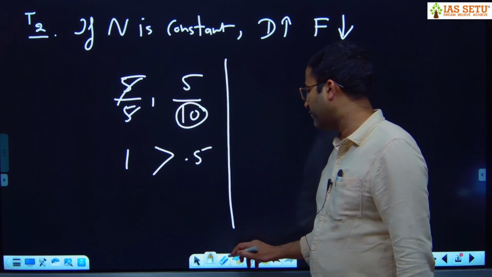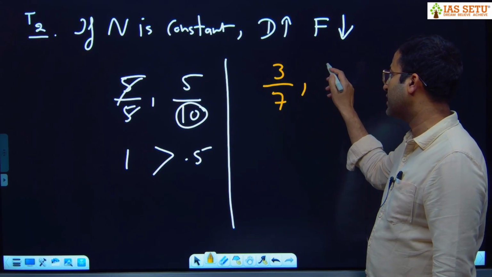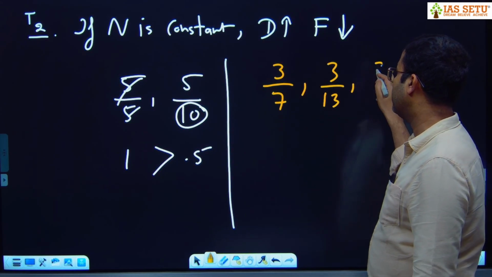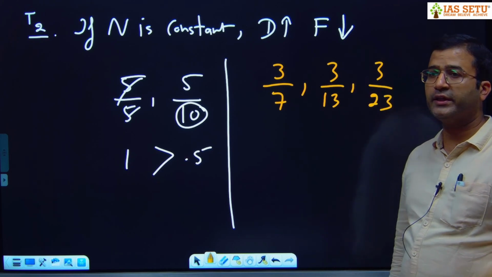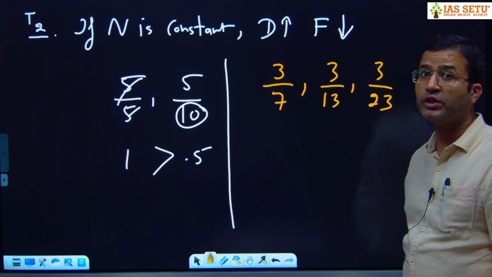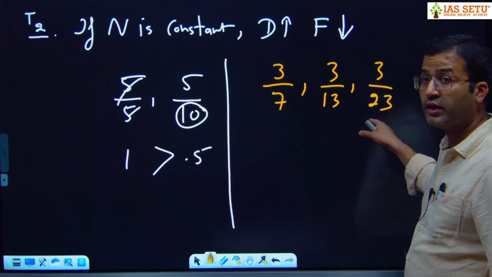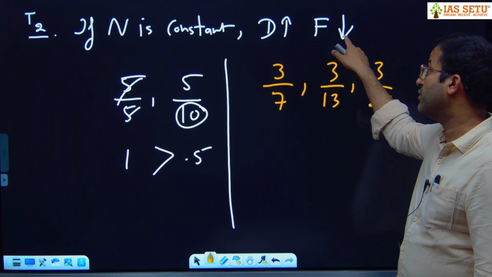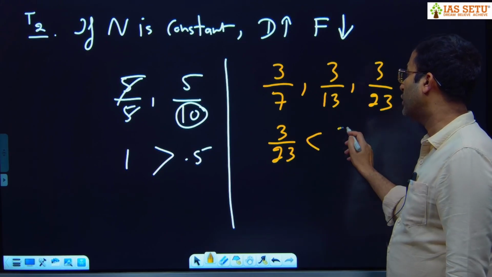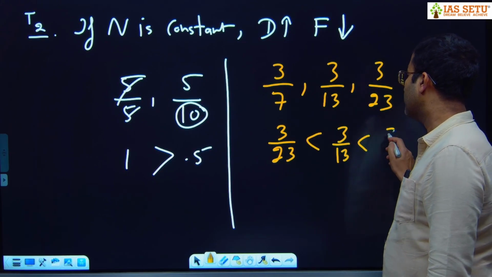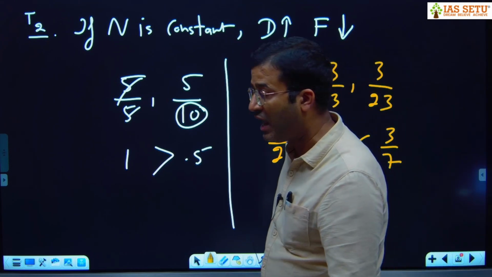Like here, if I take one more example, for example, this is 3/7, 3/13, 3/23. Sometimes in the flow, students make a mistake, they consider 3/23 is the largest fraction. No, this is the smallest. As denominator increases, value decreases. 3/23 is smaller than 3/13, smaller than 3/7. Here 3/7 is the largest fraction.